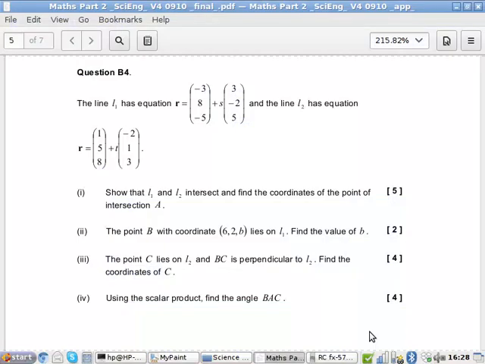2. Makes sense. The point C is on L2 and BC is perpendicular to L2. Find... That's an L or an I? C. That's an L. Okay. Was it an L or an I in the coursework? It was an I.